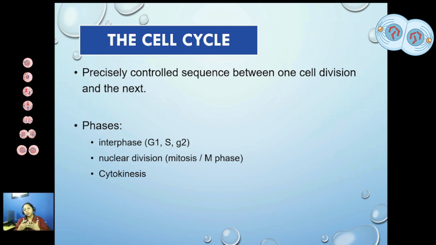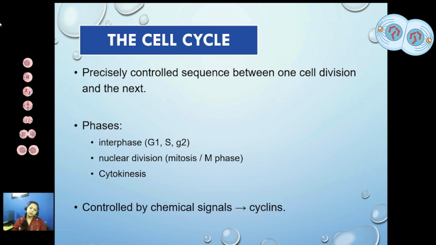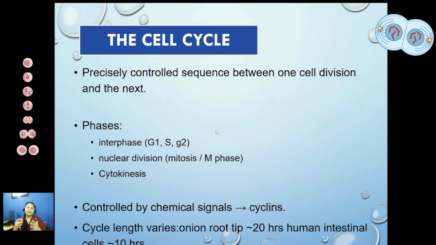Cytokinesis is basically the division of cytoplasm into two daughter cells, and it is controlled by a chemical signal which is called a cyclin. You might have heard of CDKs as well. So this is a chemical that is controlling the cell cycle, and it needs to be controlled. It's very important. The cell cycle length may vary from one species to another. For example, the onion root tip takes almost 20 hours to divide, while our intestinal cells take only 10 hours to divide. So it varies from species to species and cell to cell.